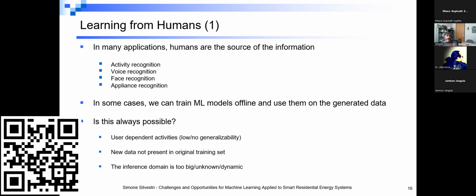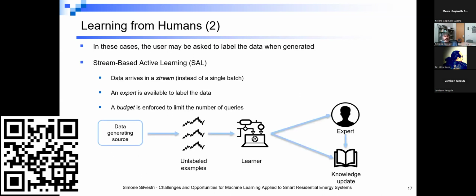Or, for example, the inference domain can be very dynamic, so new things come all the time, and you need to keep learning, and you cannot just train once and then be done. So researchers have proposed something called stream-based active learning, a different type of learning approach in which data is not available at the beginning, but arrives in streams. Then these unlabeled samples go into the learner, and the learner can decide, should I ask an expert, usually a human expert, to label this data or not?